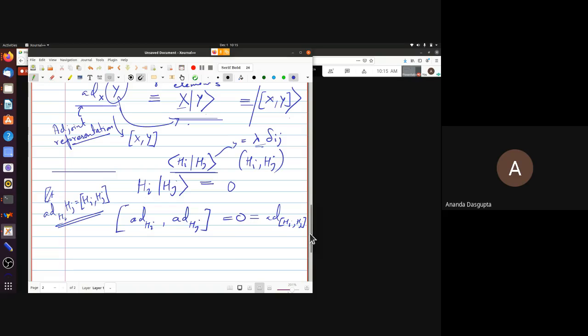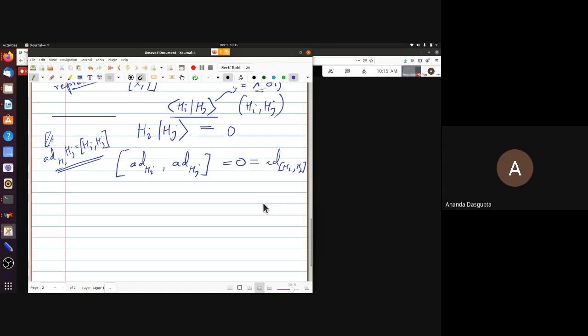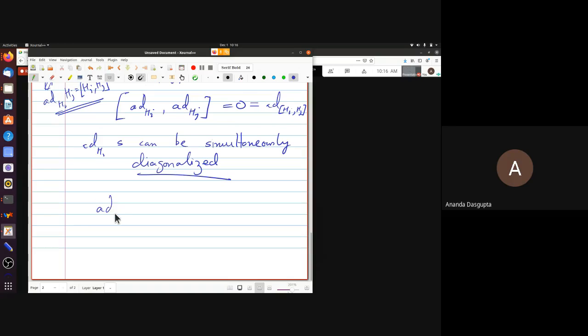So because this commutator is 0, what does this tell you? It tells you that the ad Hi's can be simultaneously diagonalized. So it should be possible for you to find elements in the Lie algebra. Remember, the vector space which is carrying this representation is the Lie algebra itself.